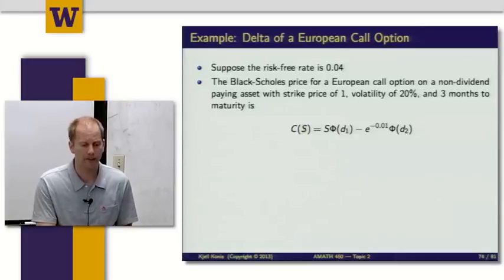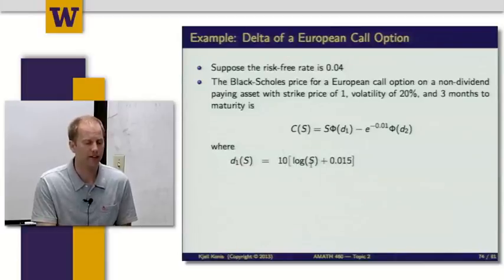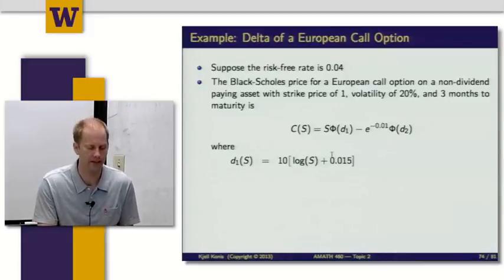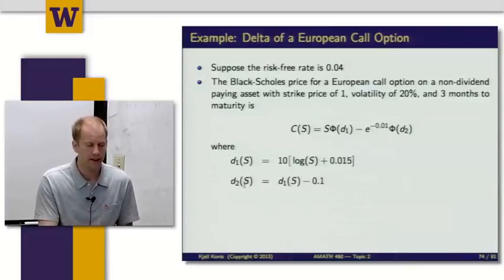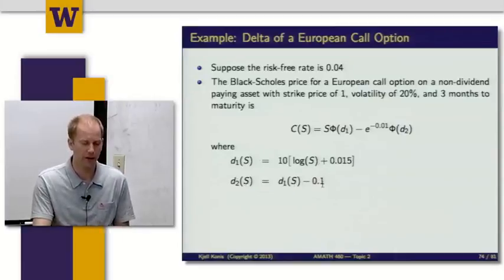And so this is the pricing formula. So I have s times this function phi evaluated at d1 minus e to the minus 0.01 times this function phi again evaluated at d2, where d1 of s is just going to equal 10 times the log of the current stock price, so 10 times the log of s plus 0.015. d2 of s is equal to d1 of s minus 0.1.